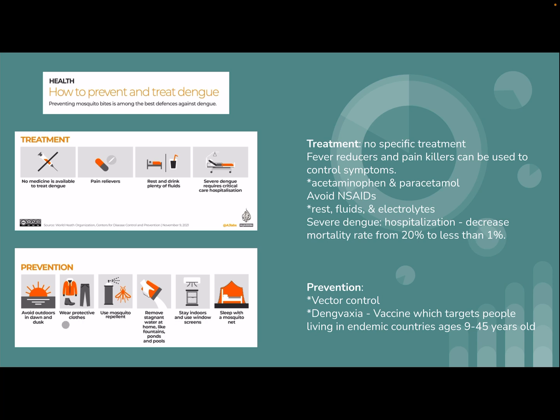Also avoiding outdoors in dawn and dusk, wearing protective clothes, so long sleeves, using mosquito repellent, staying indoors, and using window screens and mesh nets if you're sleeping in a place where there's a lot of mosquitoes. Also, there is now a vaccine, Dengvaxia, which targets people living in endemic countries ages 9 to 45 years old.